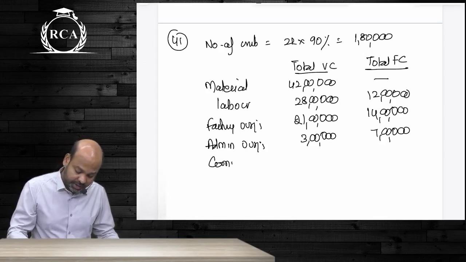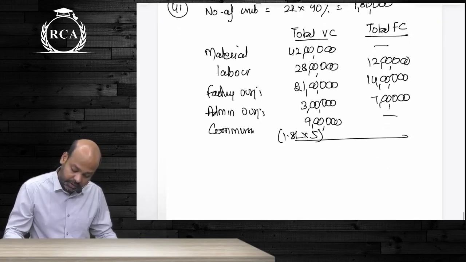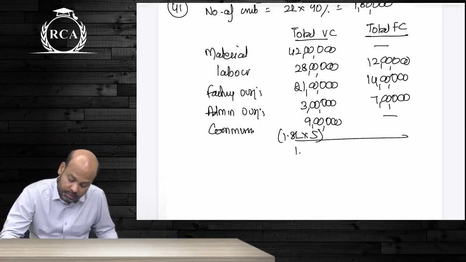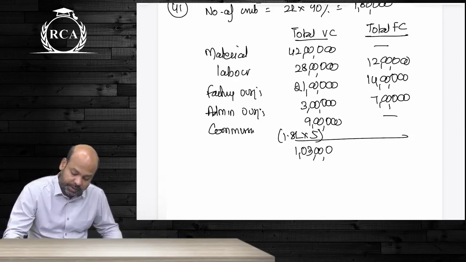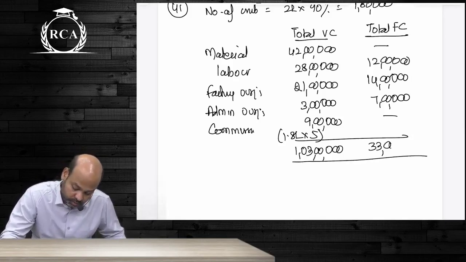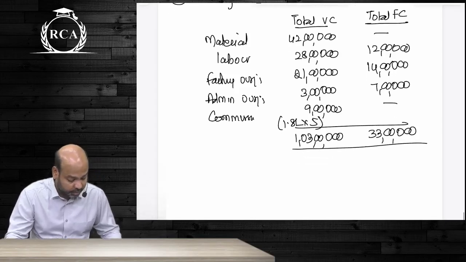Commission to sales agent 1 lakh 80,000 into 5 guys, 9 lakhs 0. Can you total up variable cost? 1 crore. Answer to the first bit. Can you total up fixed cost? 30. Answer to the second bit.